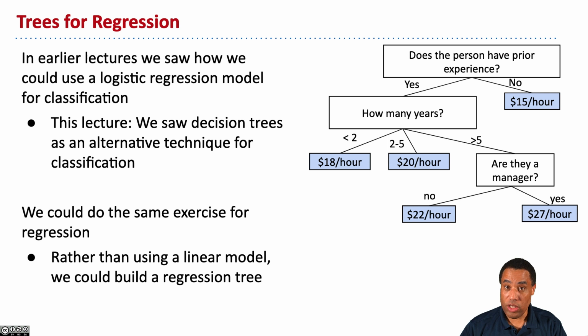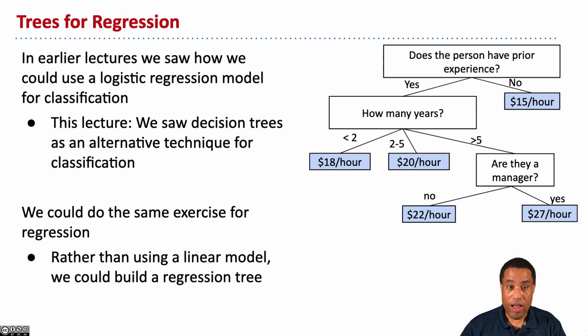So rather than using a linear model, we could build a regression tree. Similarly, we're going to ask questions at each level. We'll start with, let's say we're doing hiring. The first question is, does the person have prior experience? If the answer is no, then the terminal node is the value $15 per hour. If the answer is yes, then the next question is how many years?